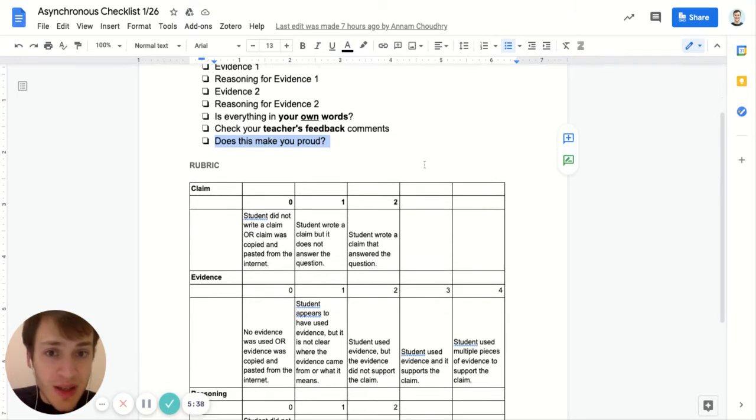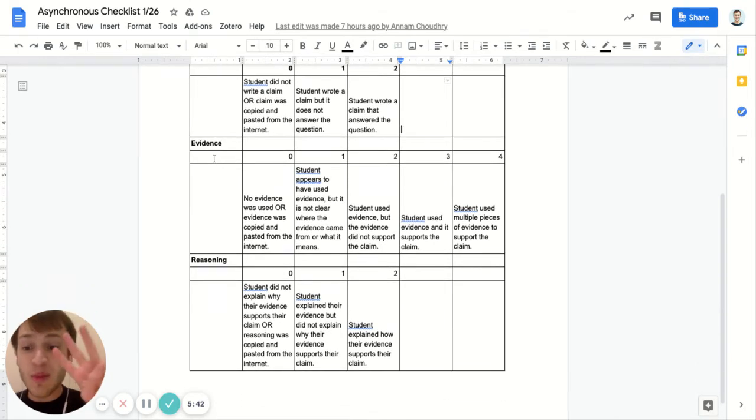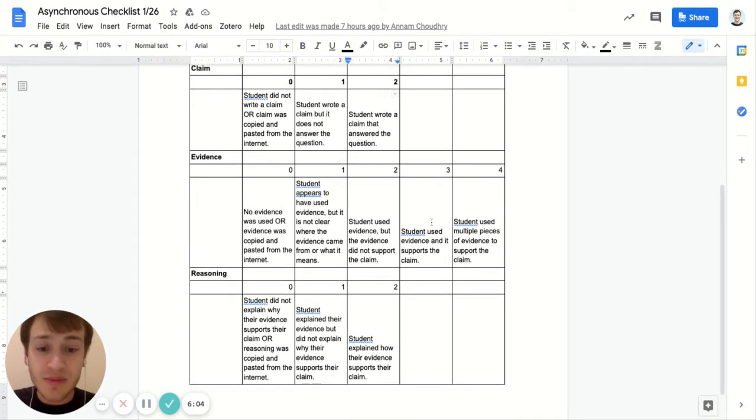All right, I'm going to quickly spend 1 minute going over the rubric. So the rubric is broken down into 3 parts: claim, evidence, and reasoning. It's a CER, so that makes sense. For the claim, we're just checking that you have a claim that answers the question. If you have a claim and it answers the question, you're going to get 2 points, which is the full score. If you have a claim but it does not answer the question, that's 1 point. And if you copy and paste your claim from the internet, that's an automatic 0.